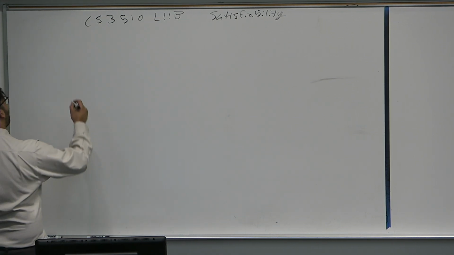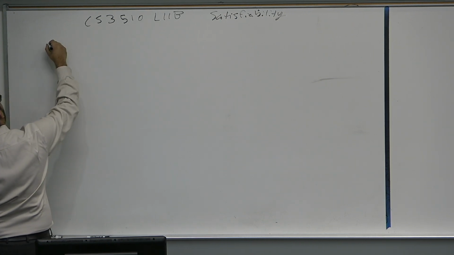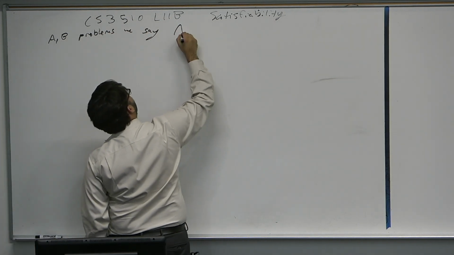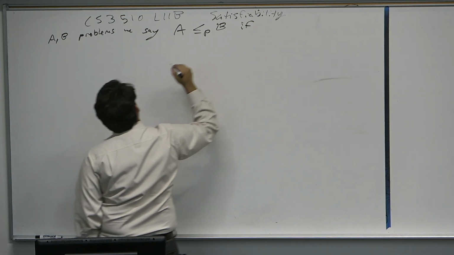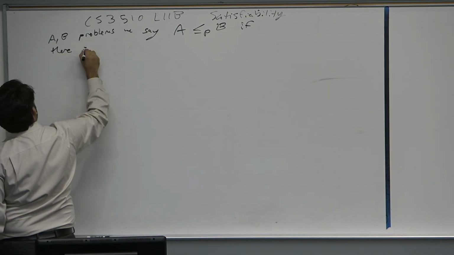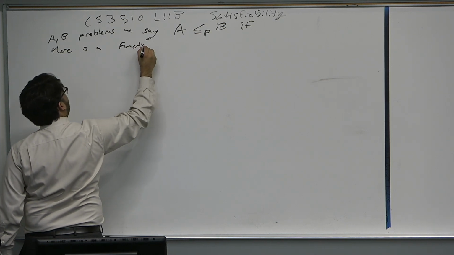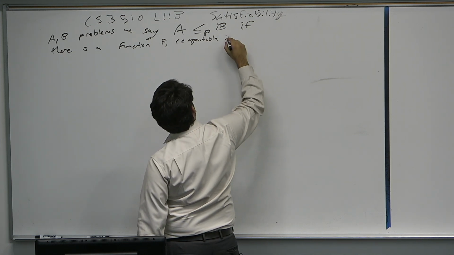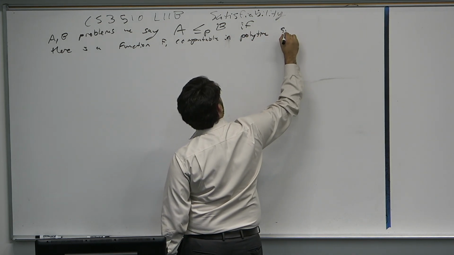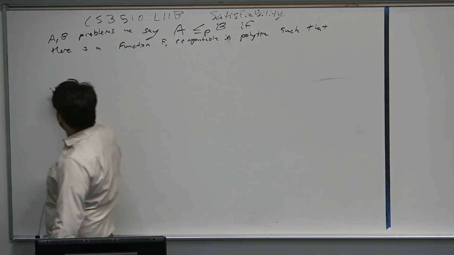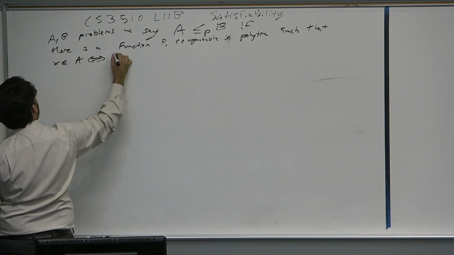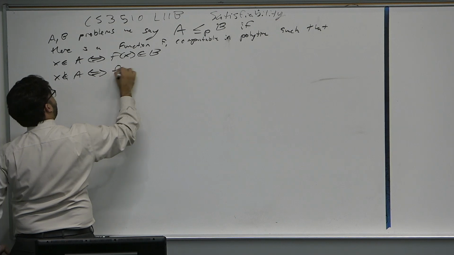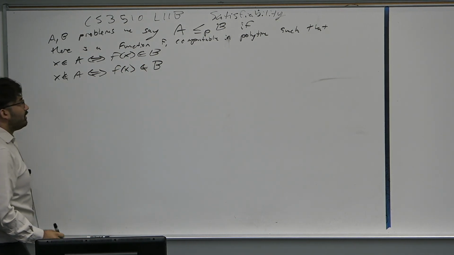So we make this notion of a relationship among problems. For A, B problems, we say that A is polytime reducible to B if there is a function f computable in polytime such that x is an element of A if and only if f of x is an element of B. Equivalently, x is not in A if and only if f of x is not an element of B. This is just a formal definition.